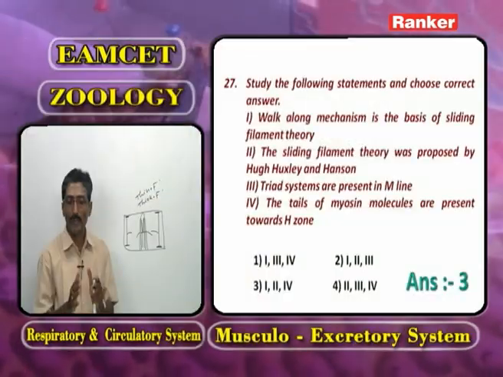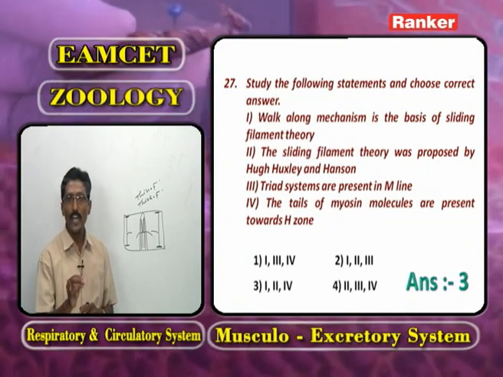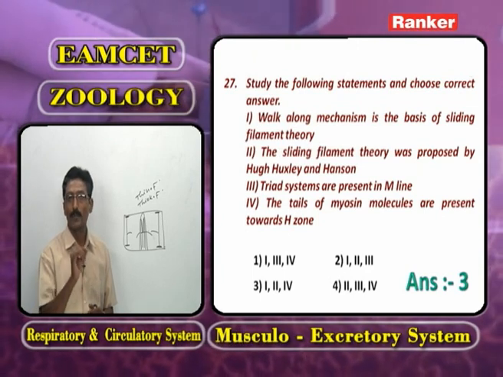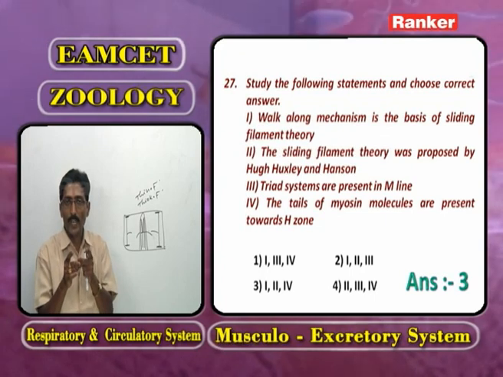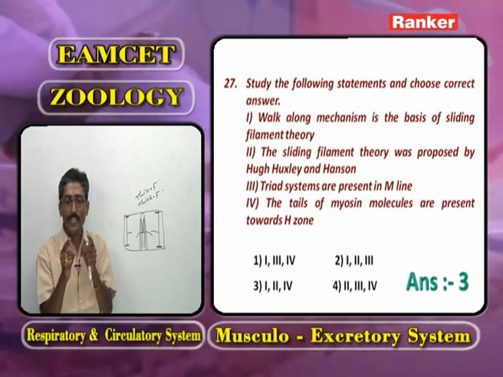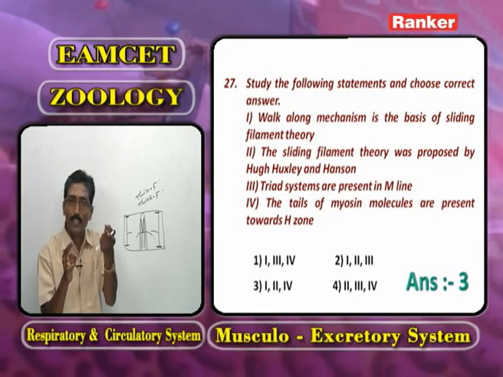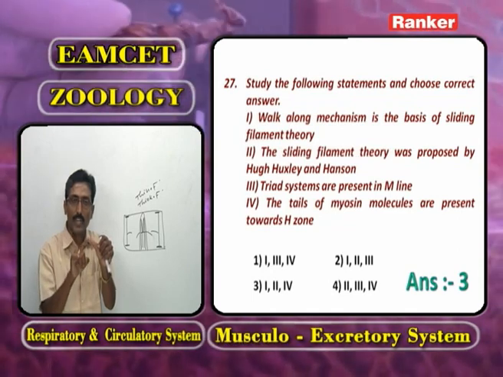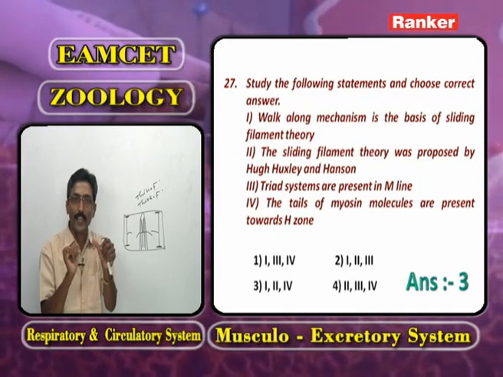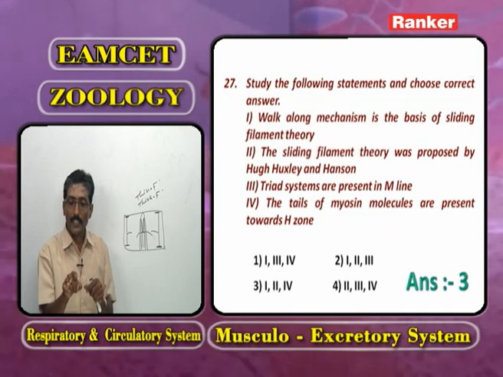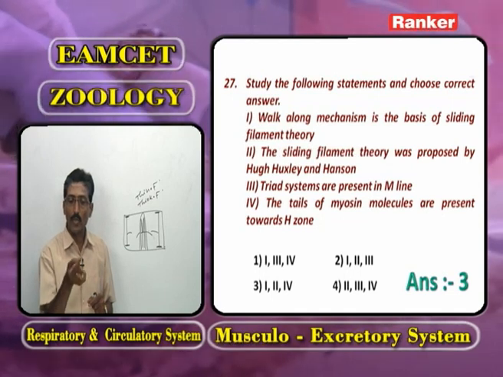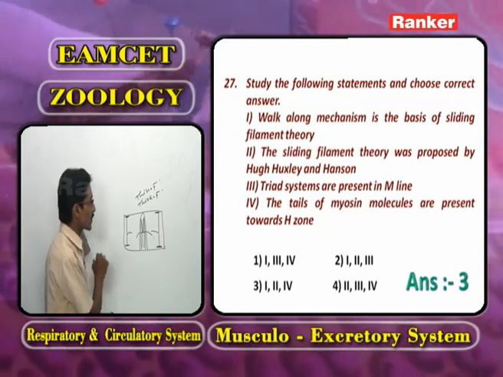Second, sliding filament theory was proposed by Hugh Huxley and Hansen. Third one, triad systems are present in M line. That is wrong. In case of mammals, we discussed already, the triad is present between I and A. Other than mammals, that means in Pisces, amphibians, reptiles, aves, the triad is present in the Z line. But here what they gave? Triad systems are present in M line. That is wrong. Fourth, the tail of myosin molecules are present towards H zone.